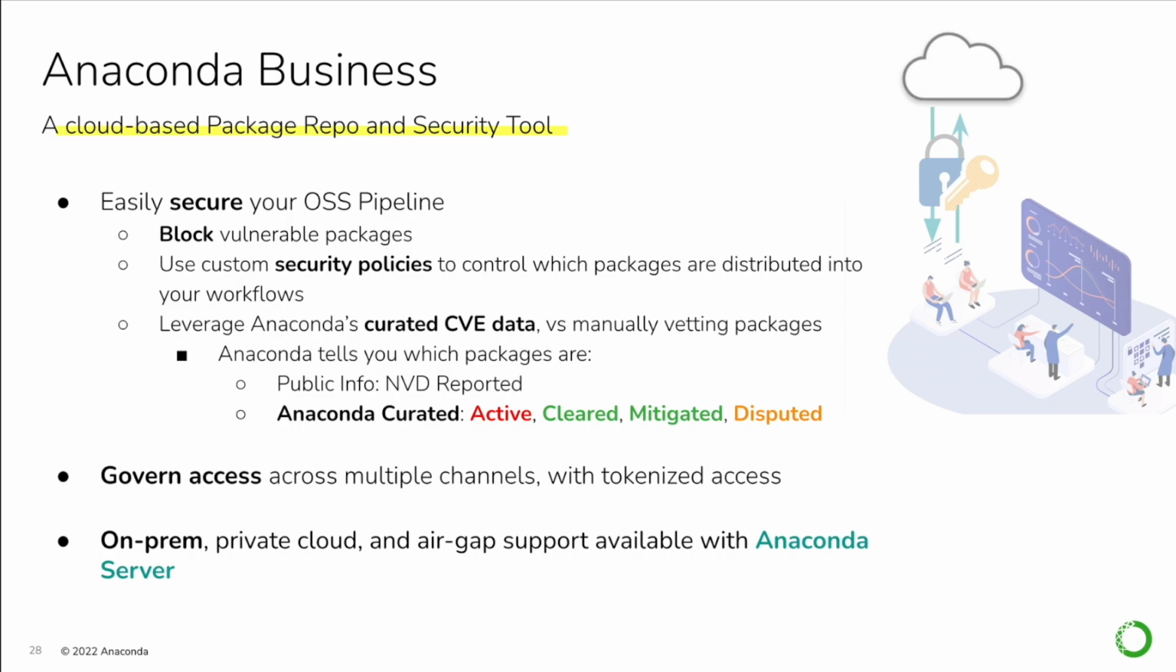And that's where that clarity comes in, the clarity of active, cleared, mitigated, and disputed, and how that clarity can be used to filter packages up front, but also to understand when those statuses change on any packages that you potentially already have. And so there are ways to set this up so you ensure that your organization is pulling from this and only this, that everyone is pulling from the same sets of standards and security policies that your organization has applied.